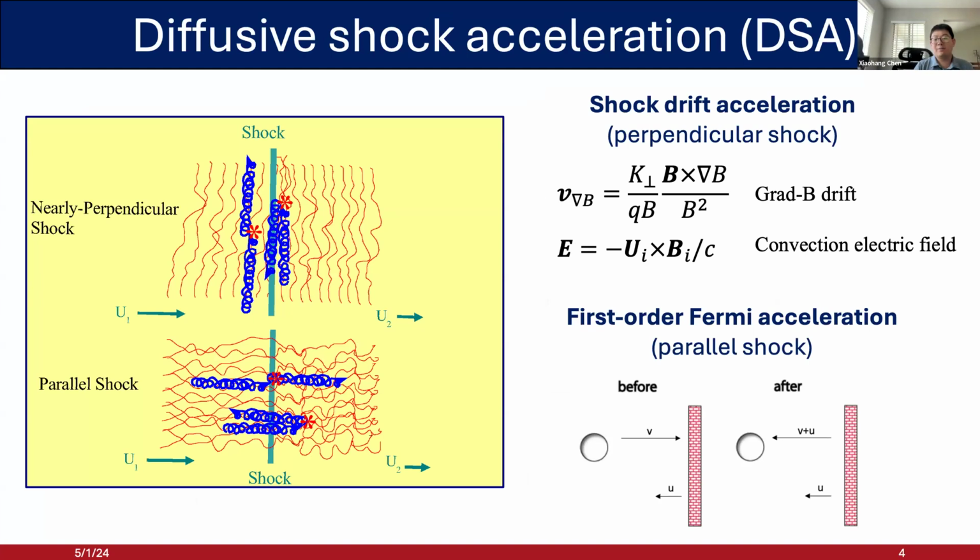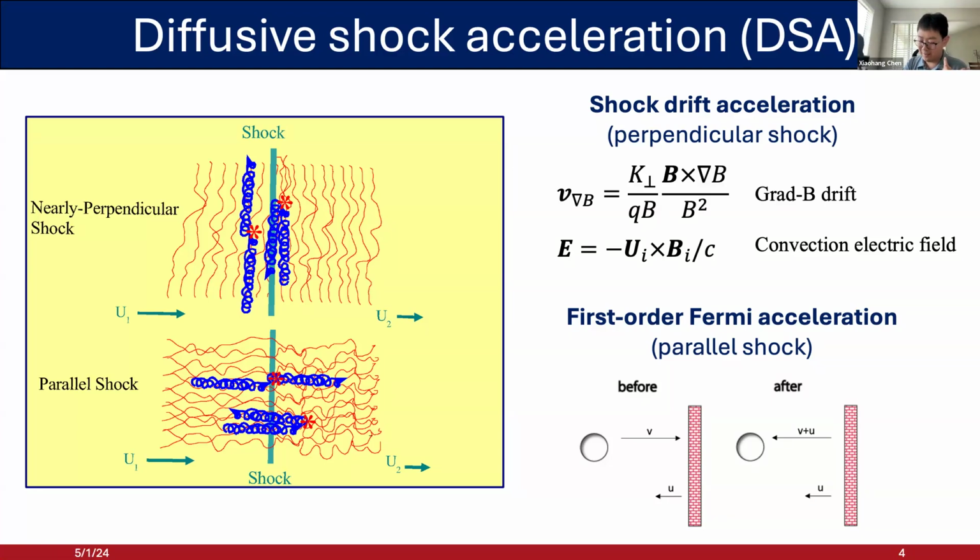Then how can these particles be accelerated by the shock? The widely accepted mechanism is called diffusive shock acceleration. In this scenario, particles can be accelerated by the shock very efficiently, and it also depends highly on the geometry of the shock. In the left figure, the blue plane is the location of the shock. The shock normal is the direction perpendicular to the shock plane. If the upstream magnetic field is perpendicular to the shock normal, then we call this a perpendicular shock.